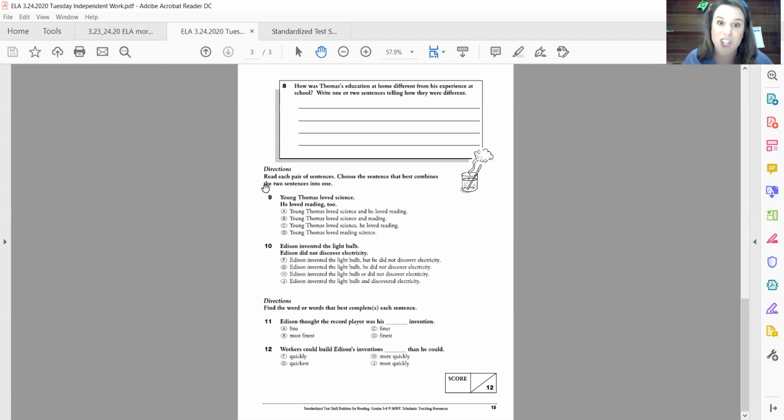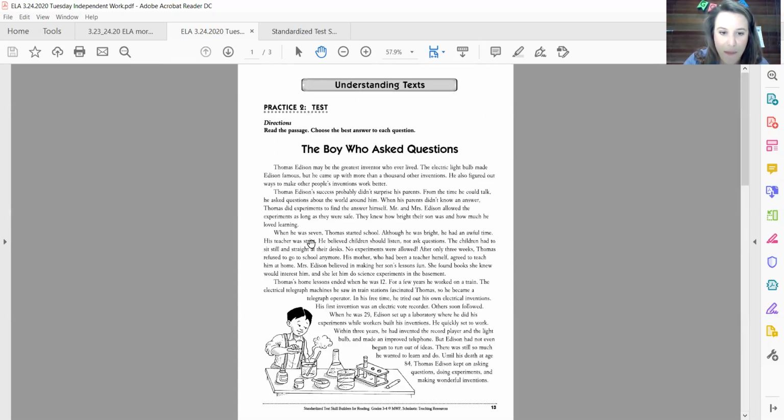But for Thomas, we read it before, and if you go back, it's right here. When Thomas was 7, Thomas started school. Although he was bright, he had an awful time. Remember, his teacher was strict, and he believed children should listen and not ask questions. The children had to sit still, straight in their desks, and no experiments were allowed. So remember, because of that, it caused his mother to homeschool him, and she agreed to teach him. Mrs. Edison believed in making her son's lessons fun.